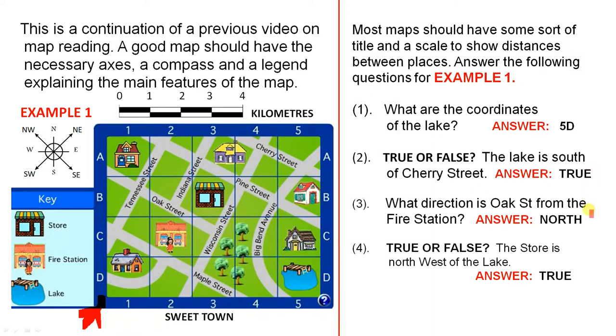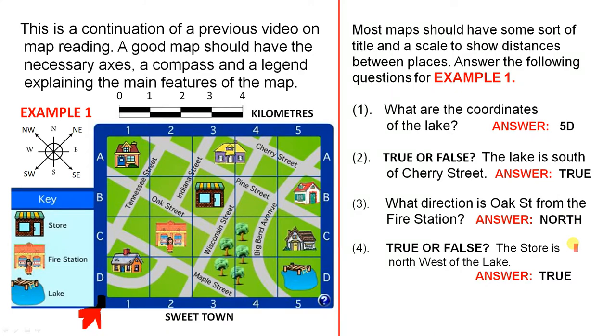What direction is Oak Street from the fire station? Now the fire station, if we look at the legend, is this one here. There is Oak Street in that direction, so if that's the fire station, you go up to Oak Street, and that must be north.